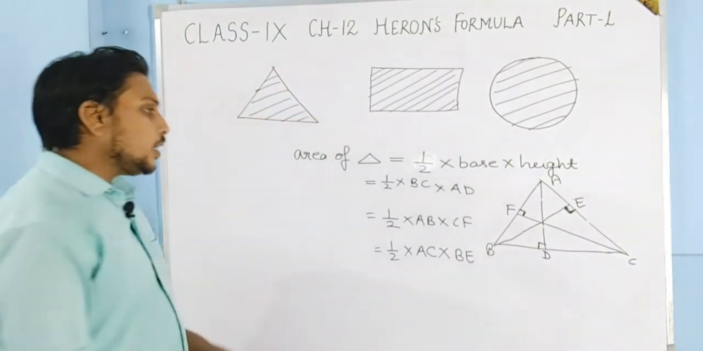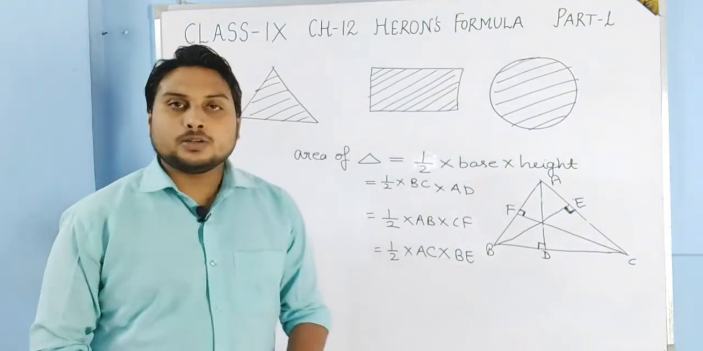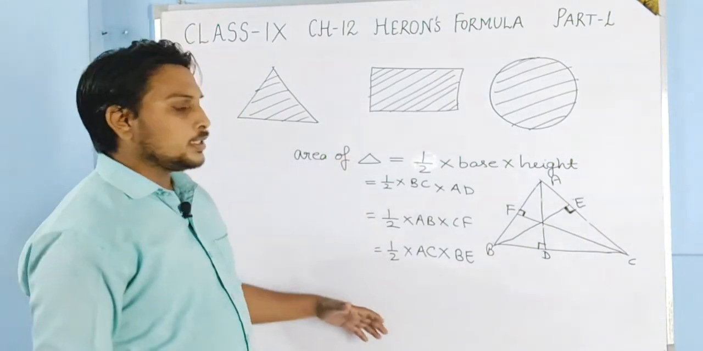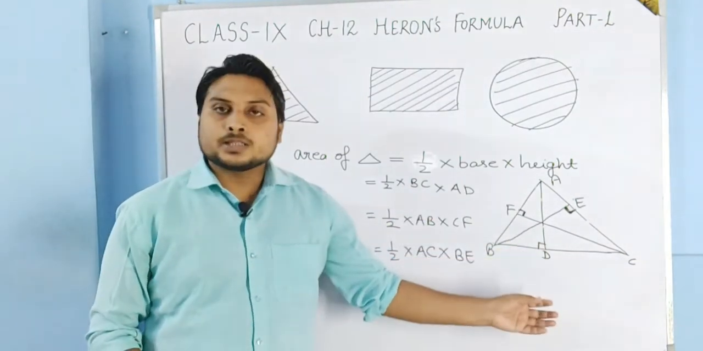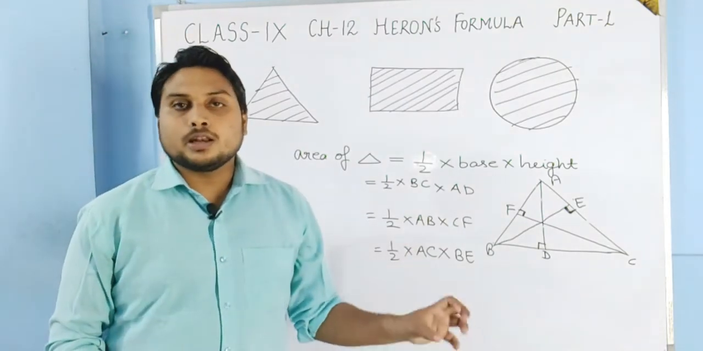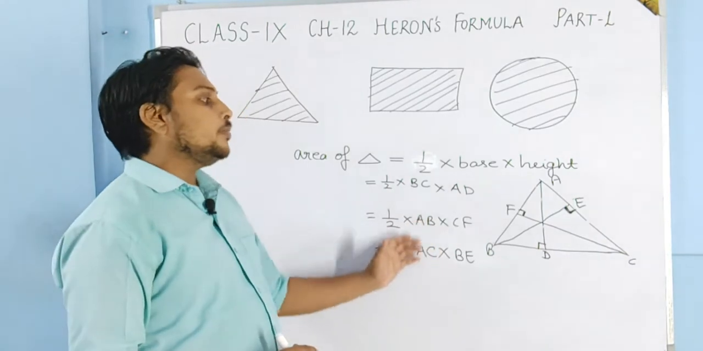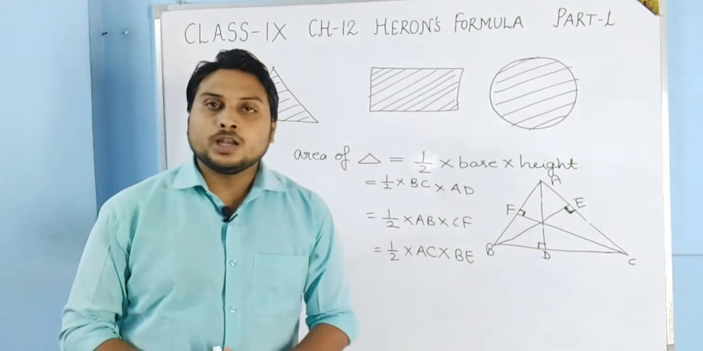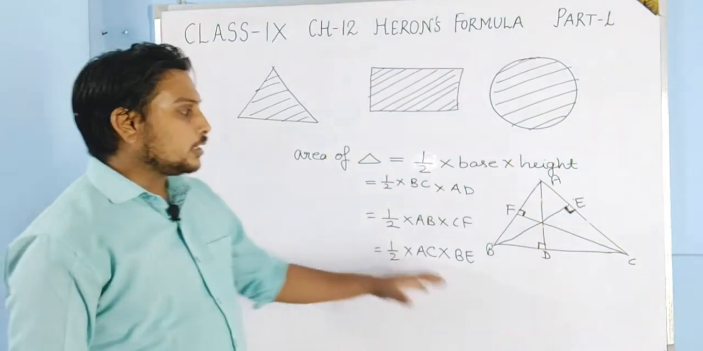So whatever base you take, you should take the height corresponding to that. And in all the cases, whatever base and corresponding height you take, the area of the triangle remains the same, meaning the area will not change. So this is the formula of a triangle.